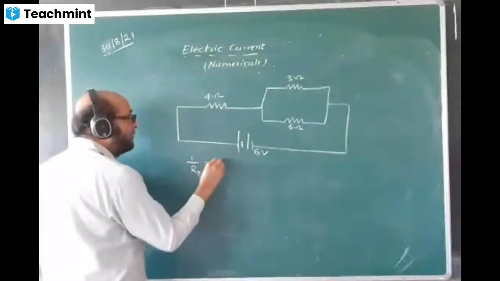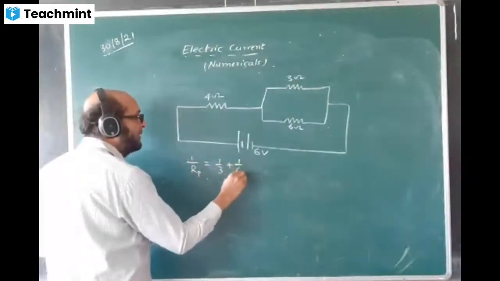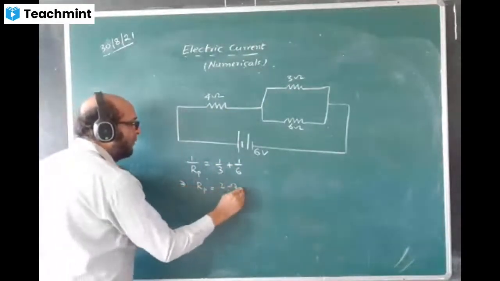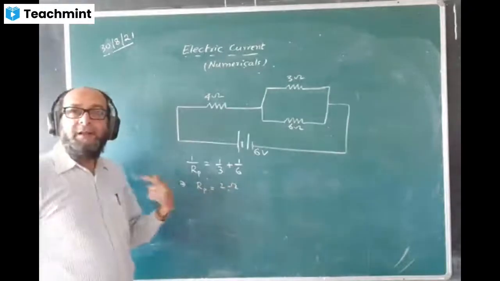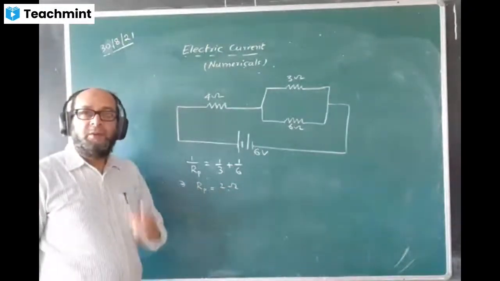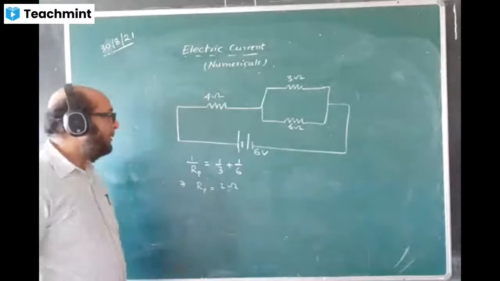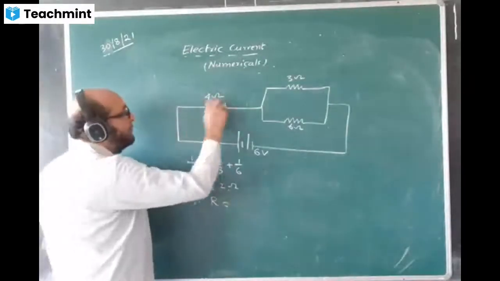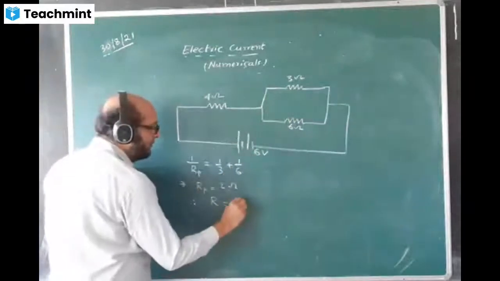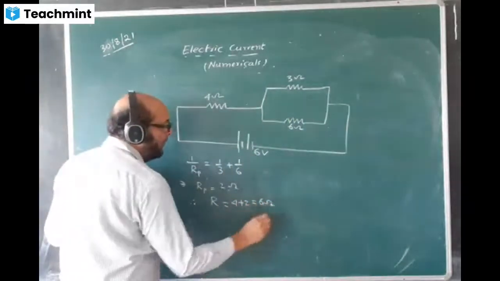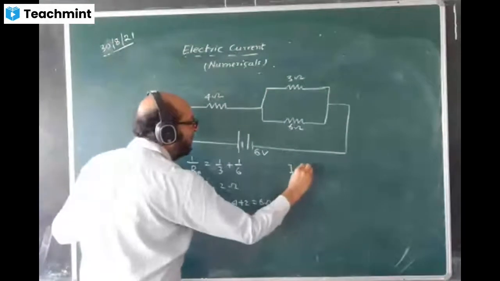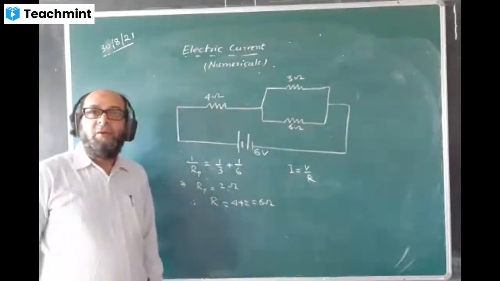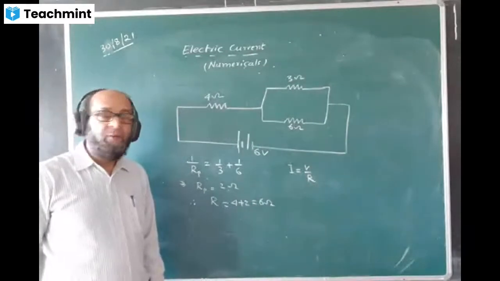1 by Rp is equal to 1 by 3 plus 1 by 6. After taking LCM and simplifying, you find Rp comes to 2 ohm. Therefore, total resistance R is equal to 4 plus 2. This is series, right? 4 plus 2, that is 6 ohm. Therefore, we'll have the formula I equal to V by R. Ohm's law gives us V equal to IR, so I will be equal to V by R.